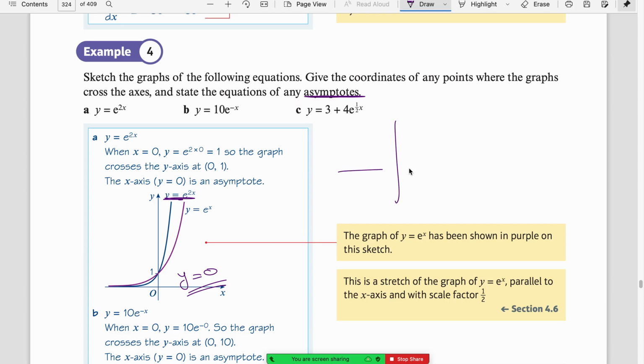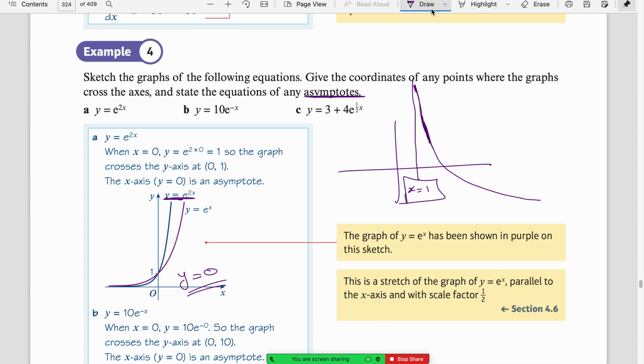For example, if you have any such graph which would look like this, and this is getting vertical and closer to the value x is equal to 1 but never touches it. So in this case, the equation of the asymptote is x is equal to 1.